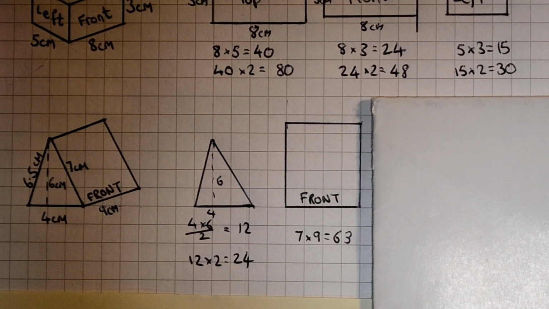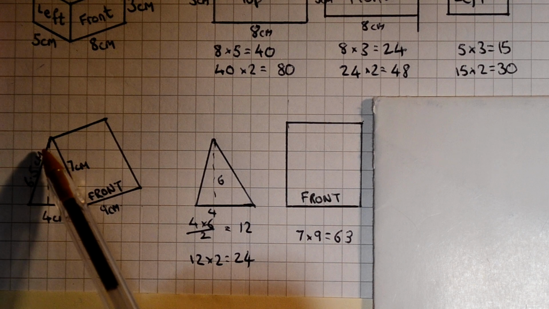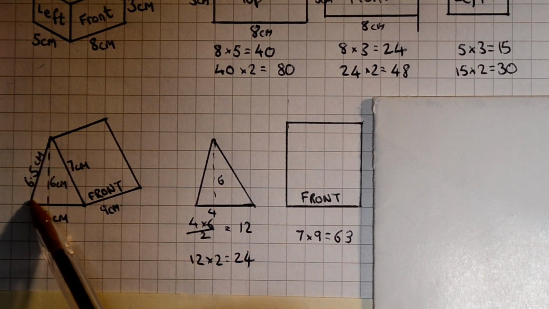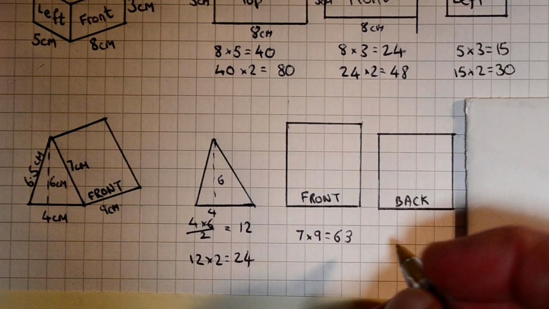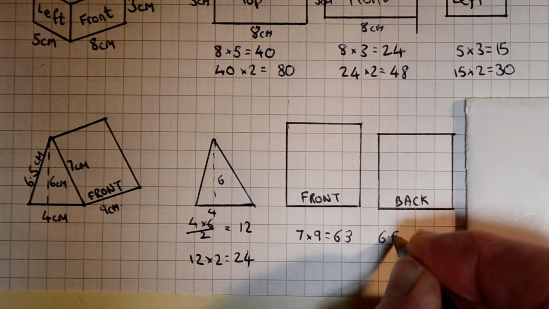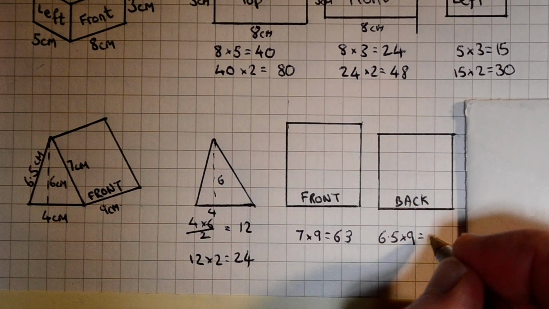Only one of those, the one around the back, is different. How do we know that? Well, we know the area of this is going to be 7 by 9, but here this is 6.5. The length will be the same. So here we'll work out the back. That's 58.5.